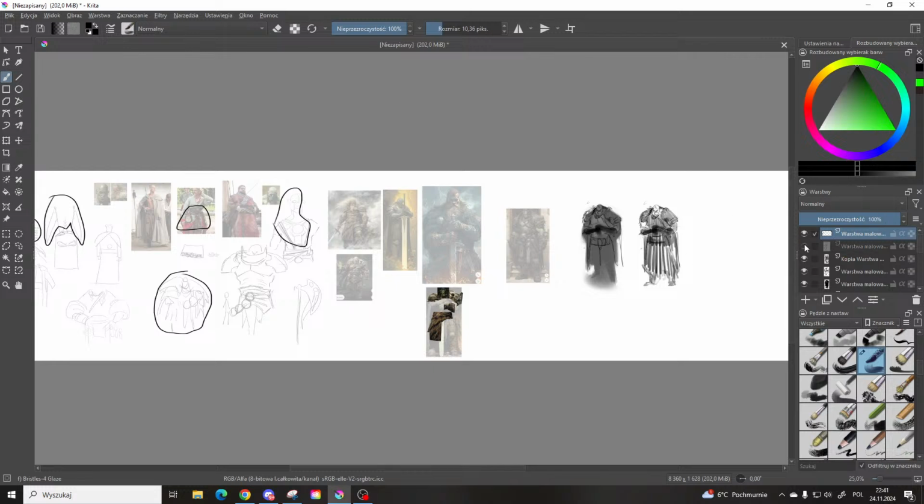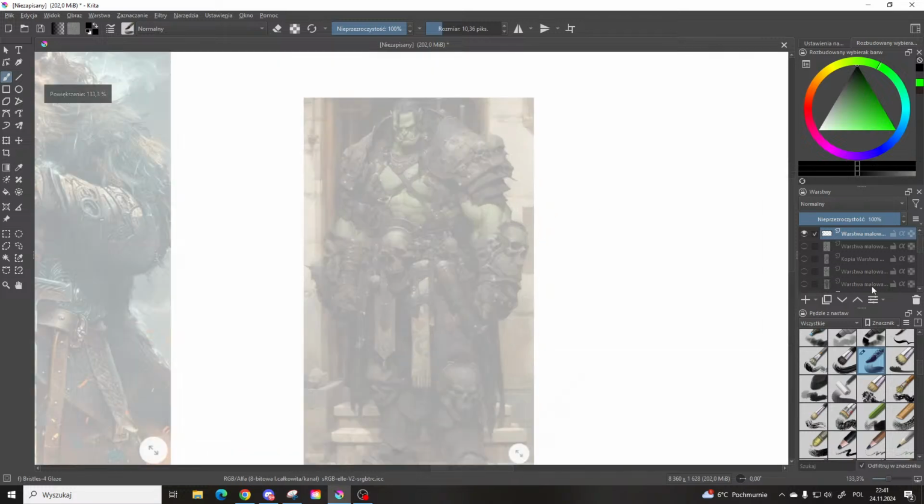Now I'm gonna trace this guy again, but more accurately. And I'm gonna draw the details on top of him. And then I'm gonna make iterations, because I'm spending too much time on it already. Let's go. Yeah, man.